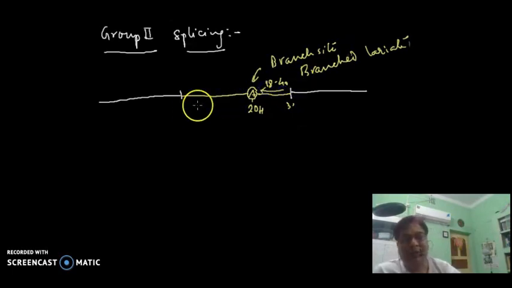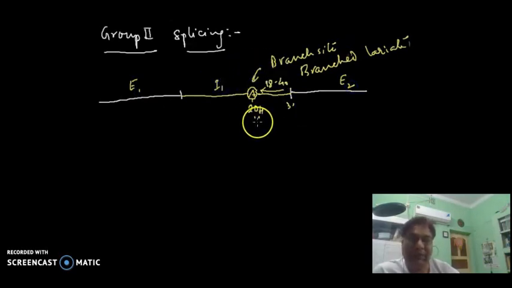So this 2' hydroxyl group, the lone pair of electrons from it; these are exons, exon 1, exon 2, and this is the intron, of course. What happens at the first stage is that this lone pair of electrons makes a nucleophilic attack at the 3' end of the upstream exon. The upstream exon and the intron split apart like this.